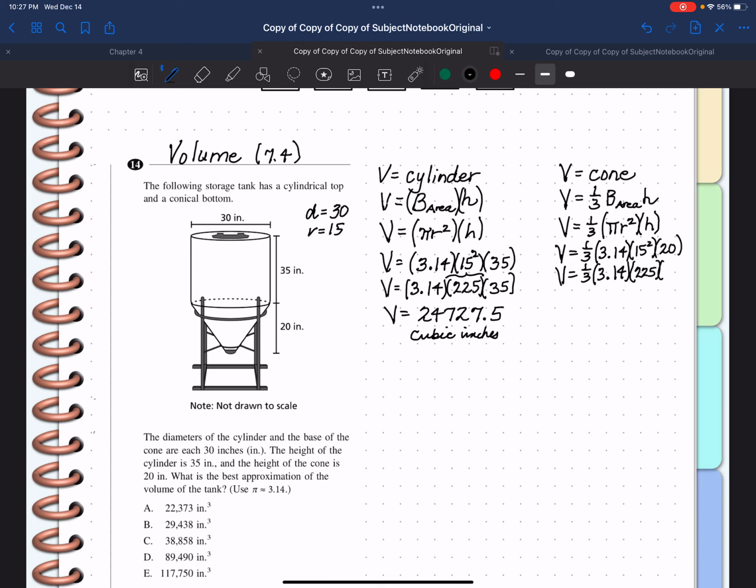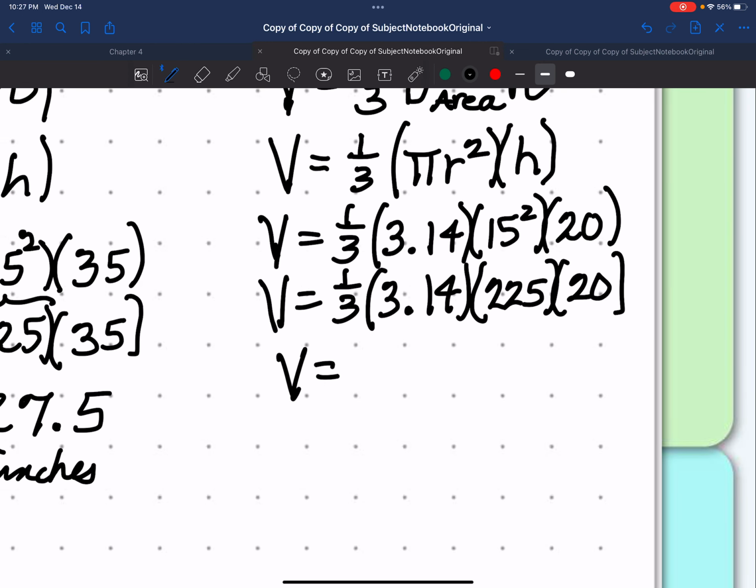And then I will just get my calculator and type all of this in one step. The 1/3 is a fraction, so you would do all clear. 1 ABC 3 times 3.14 times 225 times 20. And that is 4,710 cubic inches.